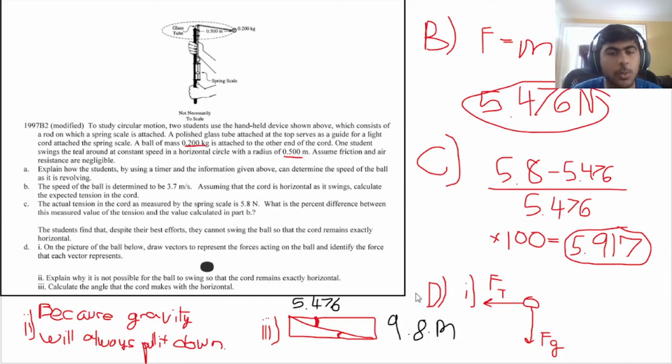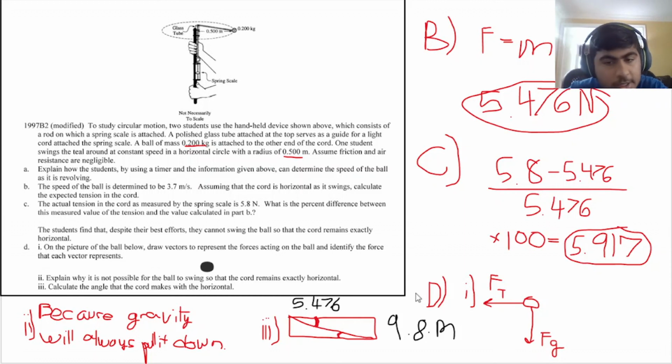And that's really where they're getting that 5.8 newtons from. That's our hypotenuse. That's not one of the legs. That's not what we want. That's why we used the 5.476, because that is the perfectly horizontal version. This 5.8 right here is the hypotenuse. It's the angled version. That's not what we want.